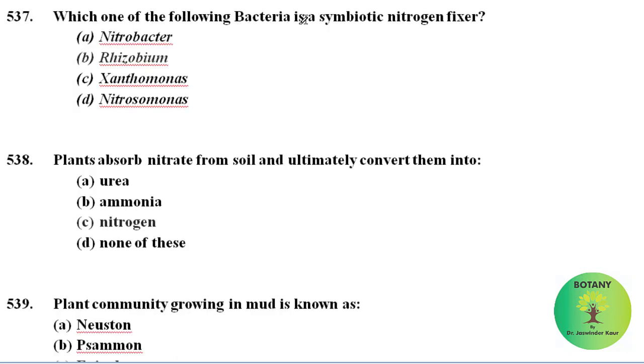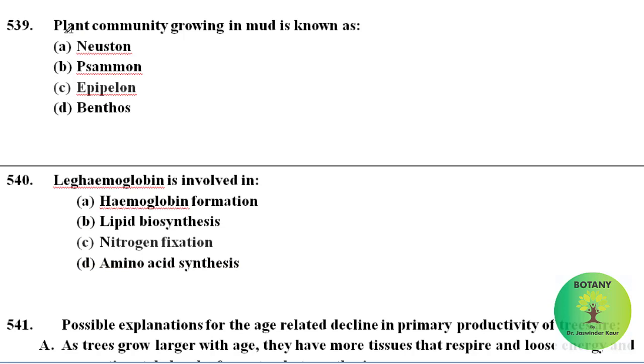Which one of the following bacteria is symbiotic nitrogen fixer bacteria? Among these is Rhizobium. Plant absorb nitrate from soil and ultimately convert nitrate into the nitrogen. Plant community growing in mud is known as epipelon. Leghemoglobin is involved in the nitrogen fixation.